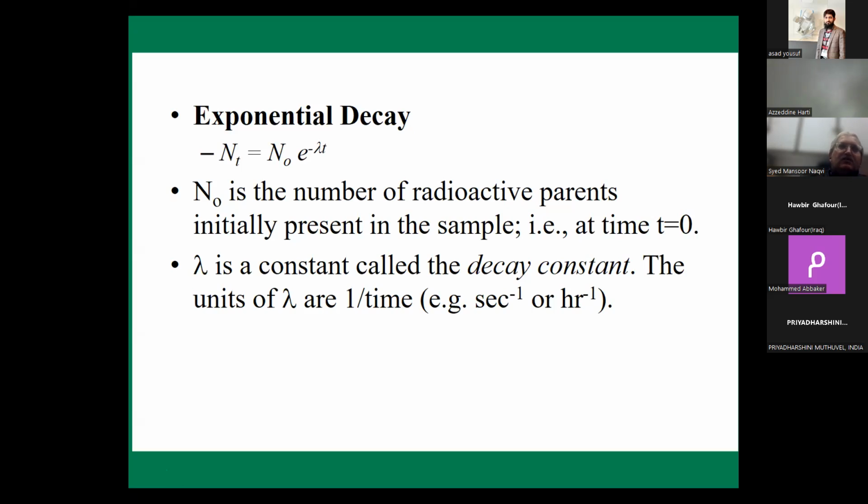The main control which we generally refer to is the decay constant lambda, which has the reciprocal of time units, per unit time, with reference to the magnitude of decay. It may be in seconds or hours or days or years.